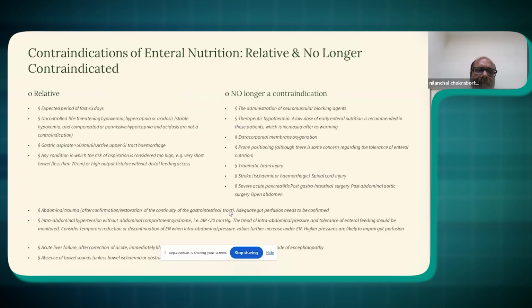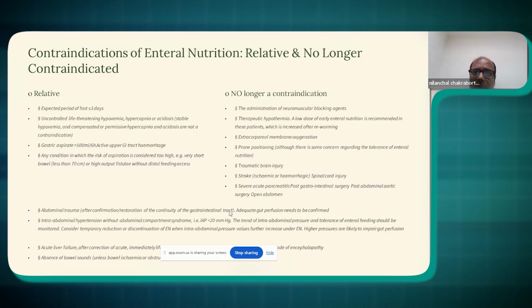So there are some relative contraindications, when the enteral feed cannot be given, expected in the next 3 days, and there is life-threatening hypoxia or hypercapnia, gastric aspirate more than 500 mL in 6 hours, or maybe active GI hemorrhage going on, or conditions when the risk of aspiration is too high, or some other things like abdominal trauma, raised intracranial pressure, abdominal pressure, etc.